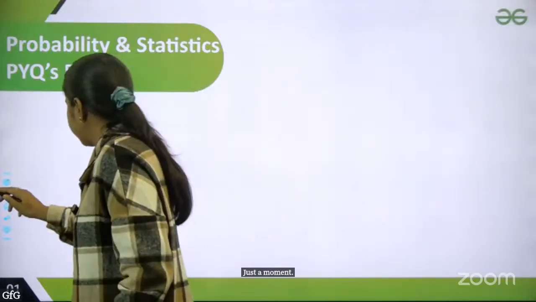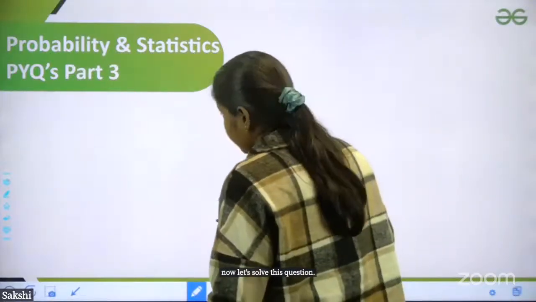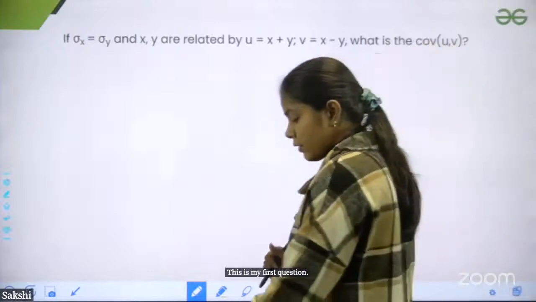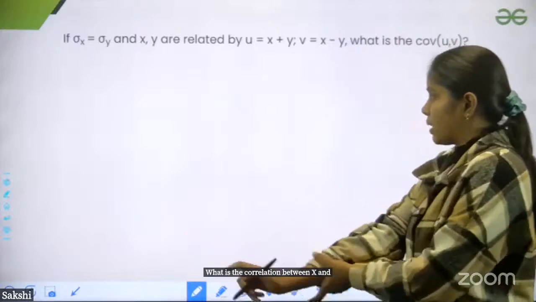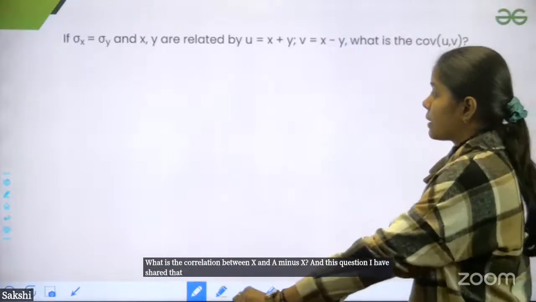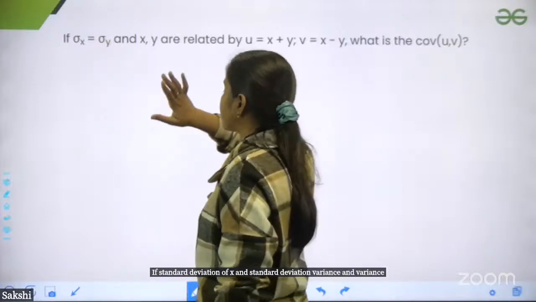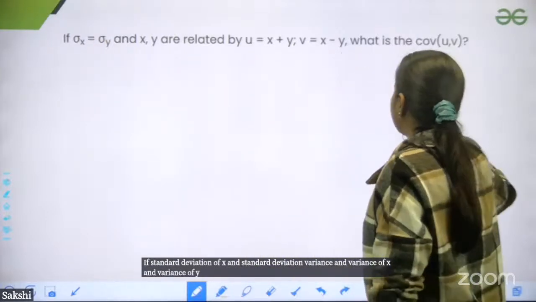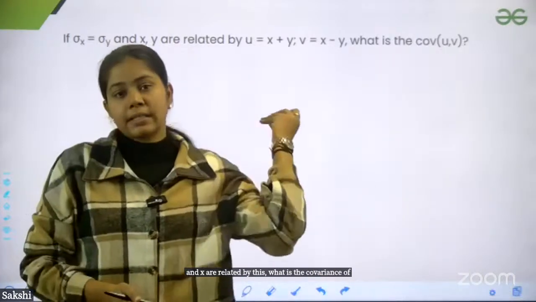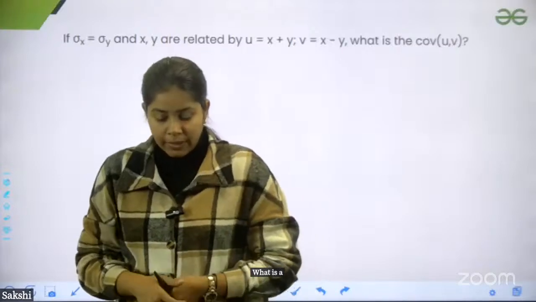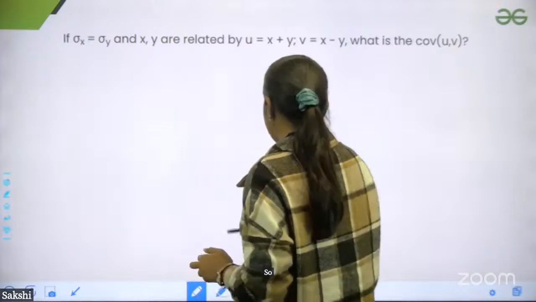Now let's solve this question. This is my first question. These two questions I shared yesterday with you. What is the correlation between x and a minus x? And this question I shared: if the variance of x and variance of y are equal, and u and v are related by this, then what is the covariance of u comma v? Let me know, guys, does anybody have the answer? What is the covariance of u comma v? So what would you do in this question?